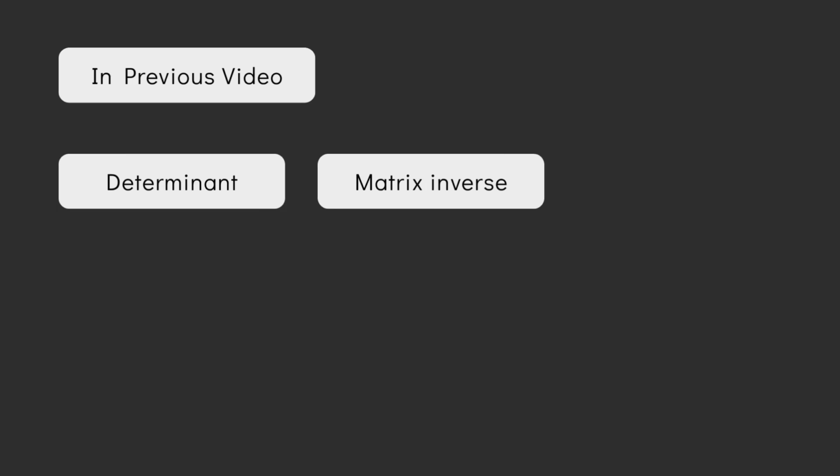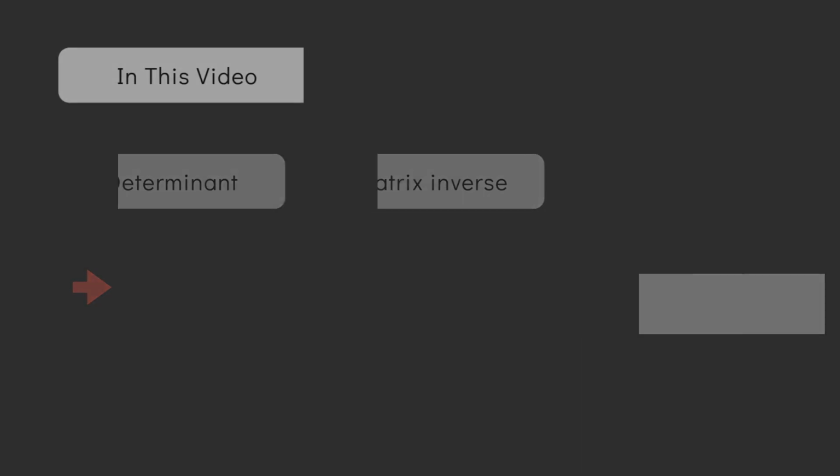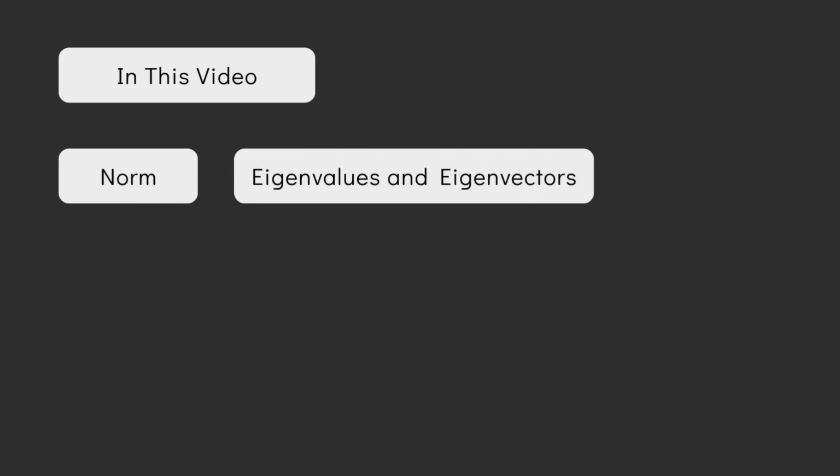In the previous video, we discussed two important matrix concepts, determinant and matrix inverse. We saw how the determinant tells us whether a matrix can be inverted and how matrices transform space. In this video, we will continue exploring linear algebra concepts used frequently in machine learning. We will focus on two topics, norm, eigenvalues and eigenvectors.